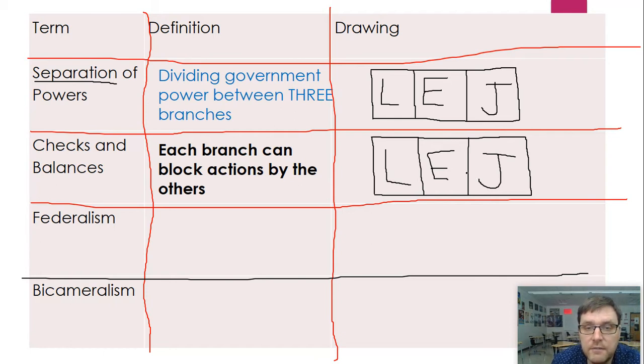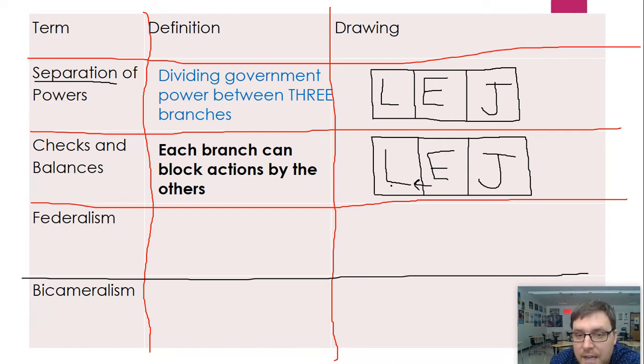Okay, see? Legislative, executive, judicial. Now, can anybody out there give me an example of a check and balance that one branch can do to another? Like, for example, what can the president do to a law that is passed by the Congress that he doesn't like? No, that's wrong. It's a veto. So the president can veto a law by the legislature.